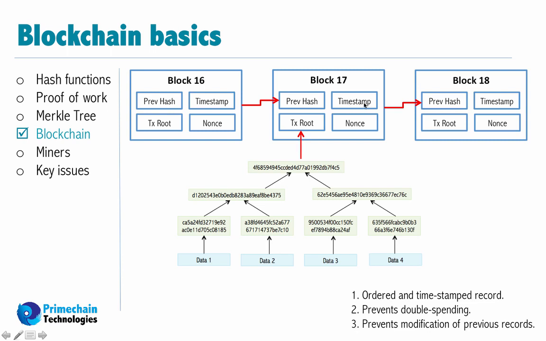Then we have the timestamp, which could be, let's say for example, when did this block get filled up? And finally, we need to calculate this nonce. So 0, 1, 2, 3, we keep going till we reach a number which, when these 4 pieces of data are concatenated and hashed, the hash begins with 4 zeros. And the moment this is done, we say that block number 17 has now been mined.